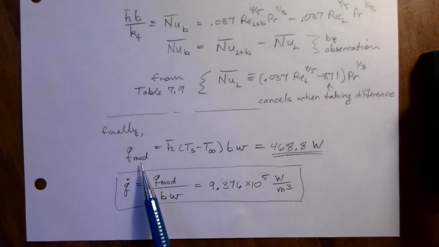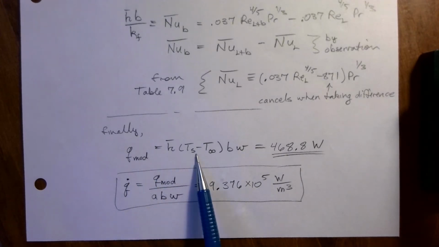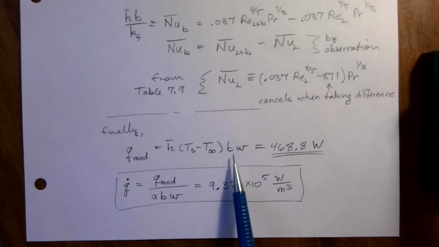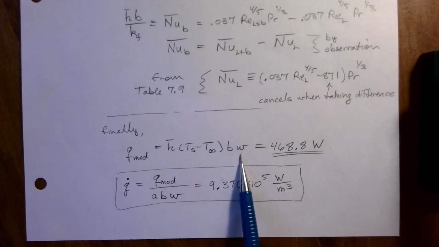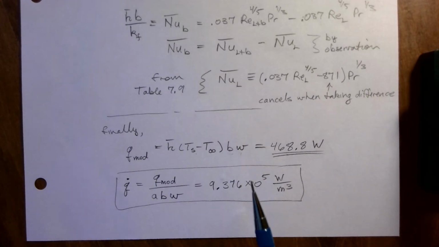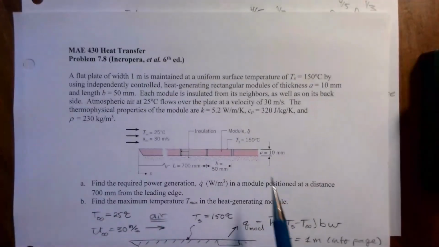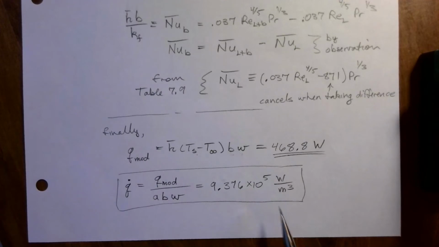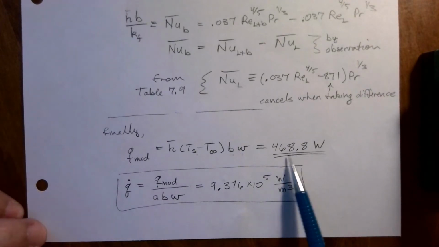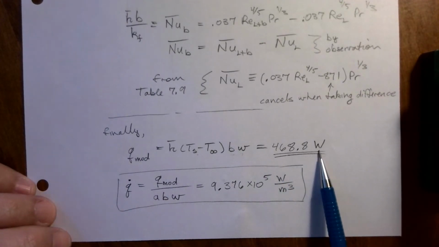So we can now take that, let's go on down, skip my little discussion here for now, and calculate the convection: h bar times temperature difference times the area. So B times W is the area, right? So we go back to the drawing. The area is this length B this way times W in and out of the page. So we end up with 468.8 watts.